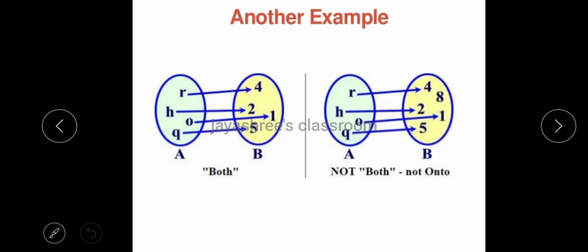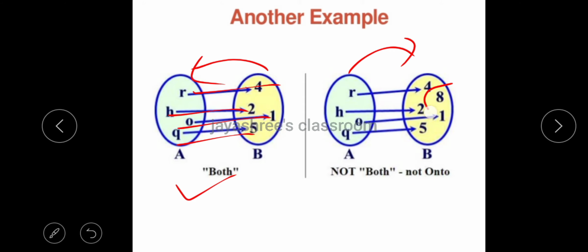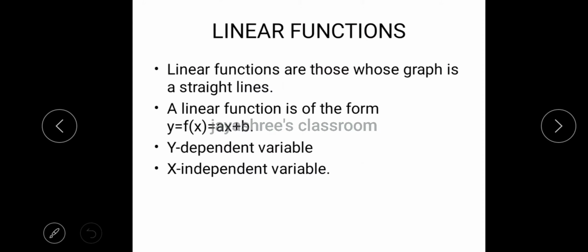Now, one more example. In the first case, it is both a one-to-one and onto function. Therefore, it is a bijective function. Whereas in this case, this is one-to-one but not onto. Why? This element 8 is not having any pre-image here. Okay, therefore this is not bijective.